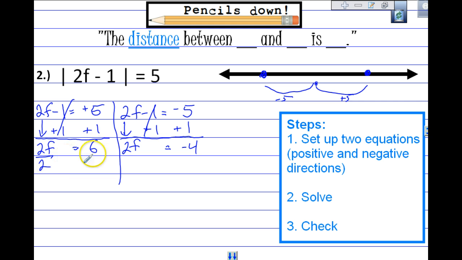Divide by 2. Divide by 2. That's good. So we got our 2 answers: negative 2 and 3.